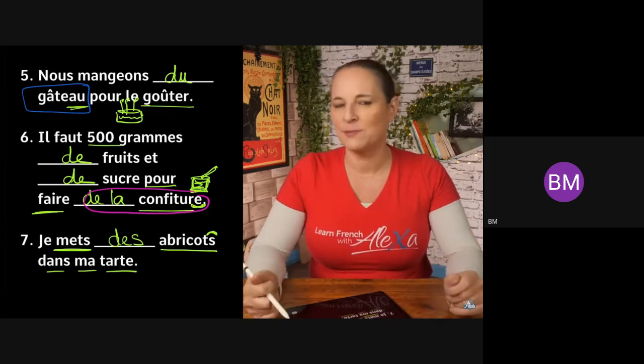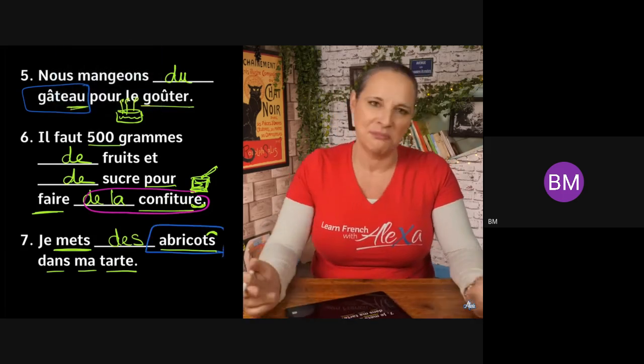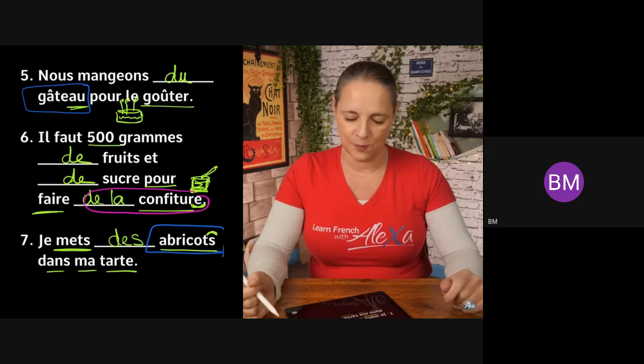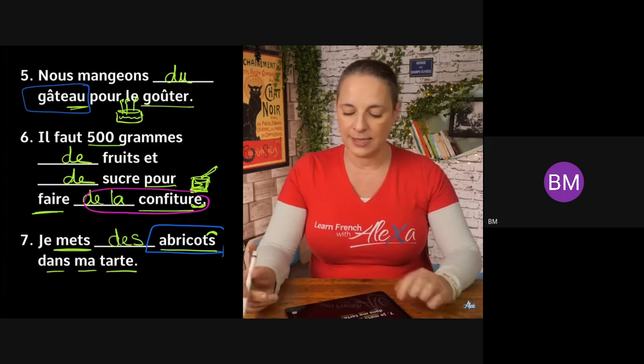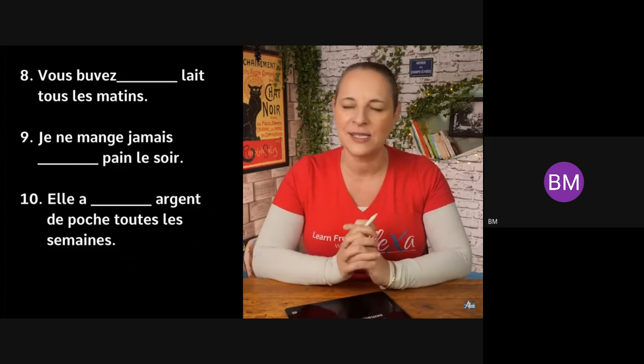An abricot is masculine. So if you wanted, I can color code it because I know it's masculine. Un abricot. Je mets des abricots dans ma tarte. I put apricots in my tarte. Okay, let's have a look at the last three.